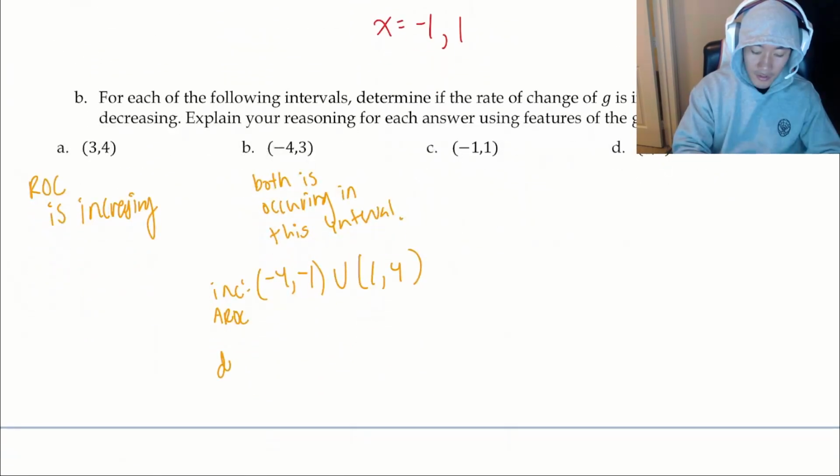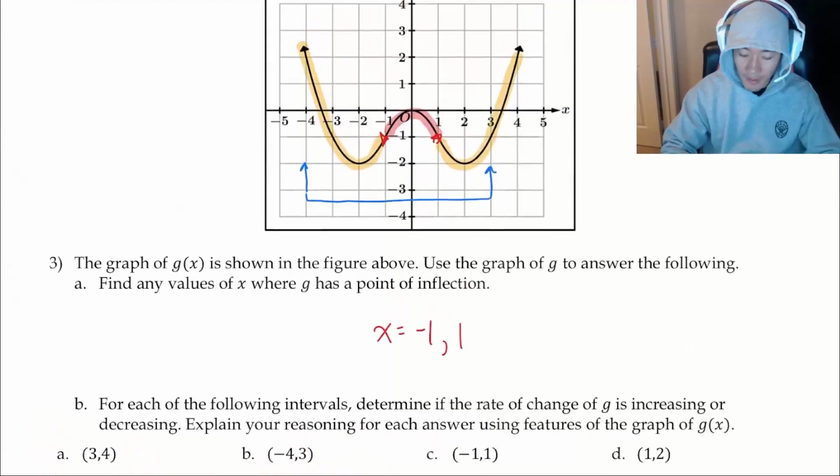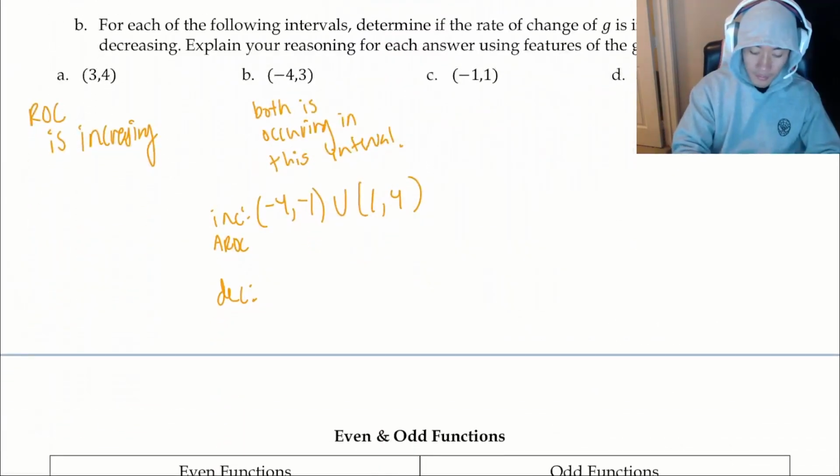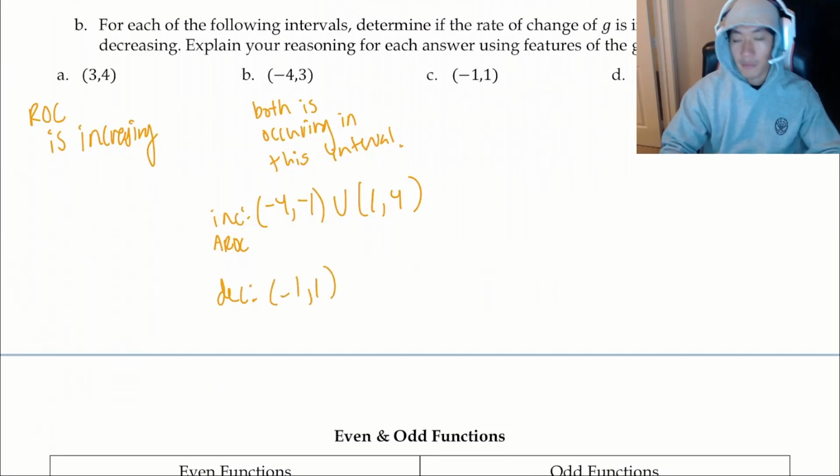And then for the decreasing section, I'll also specify it to be in that red section that I have highlighted, from -1 to 1, just so I can be more concise with my wording. That's all, and what I'm claiming to be increasing or decreasing.